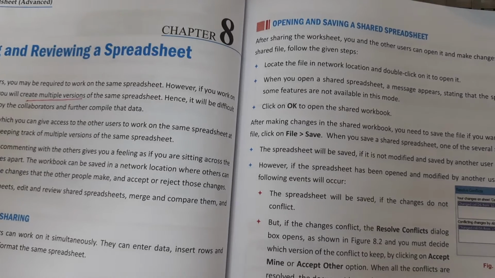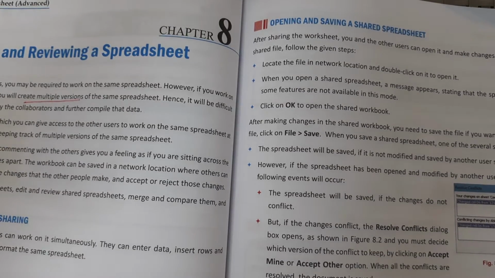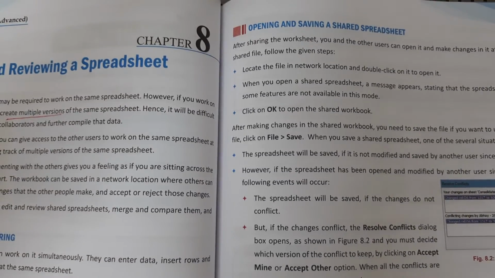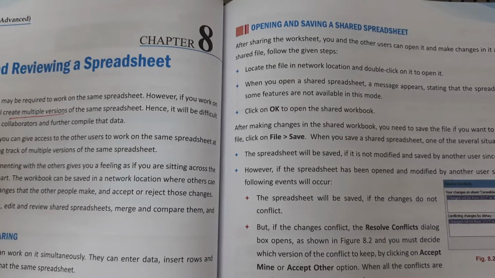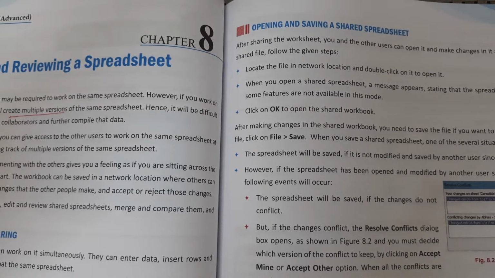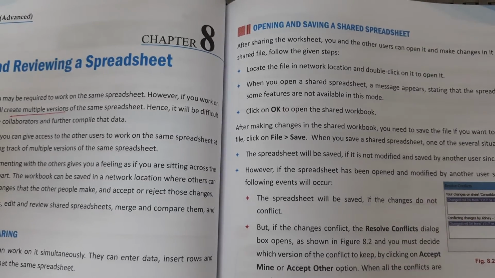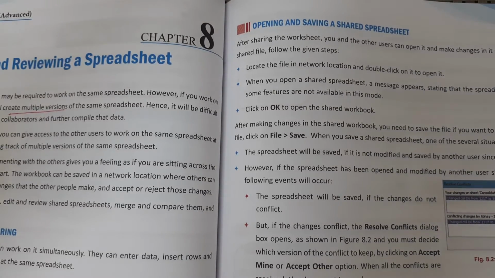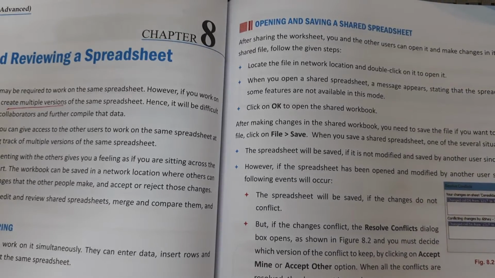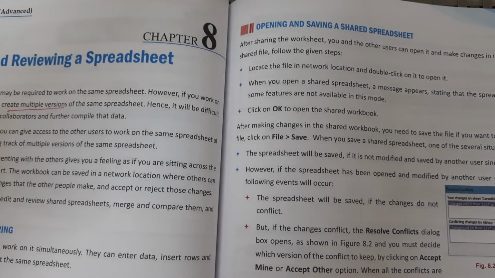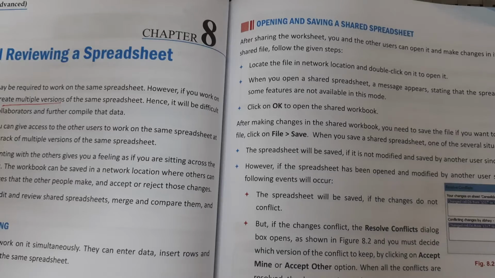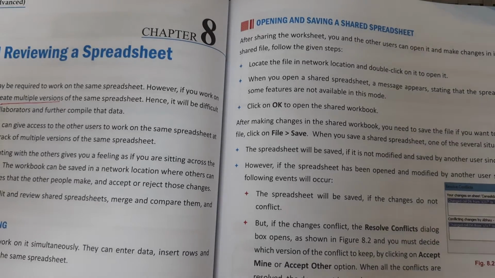After making changes in the shared workbook, you need to save the file if you want to update the changes. Whatever changes you want to update, you have to save. So to save the file, same option: click on the File button and then click on Save. When you save a shared spreadsheet, one of several situations may occur. Which situation? The spreadsheet will be saved if it is not modified and saved by another user since you opened it. That means since you opened it, the spreadsheet will be saved, provided nobody else has modified or saved it. Okay.